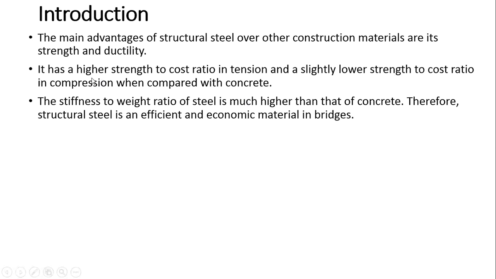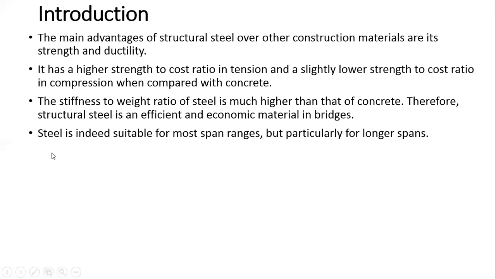Now again, the stiffness to weight ratio of steel is much higher. If you consider the stiffness to weight ratio of steel, that will be much higher than that of concrete. Steel is stiffer than concrete. Therefore, structural steel is an efficient and economic material in bridges. So because of these reasons, we are using steel in long span bridges. Steel is suitable for most span ranges, but particularly for longer spans. For shorter spans, we also use some concrete bridges, but for long span bridges we use steel structures.